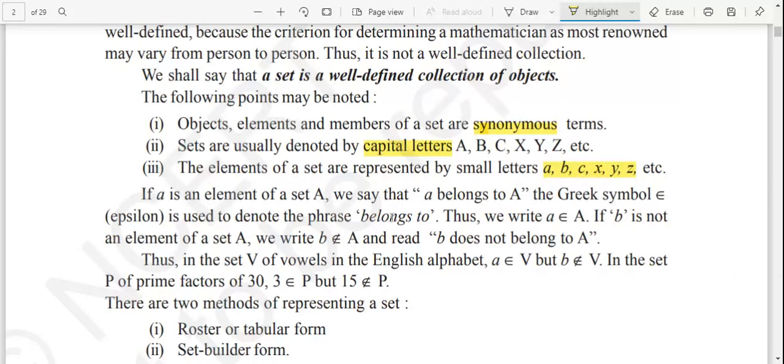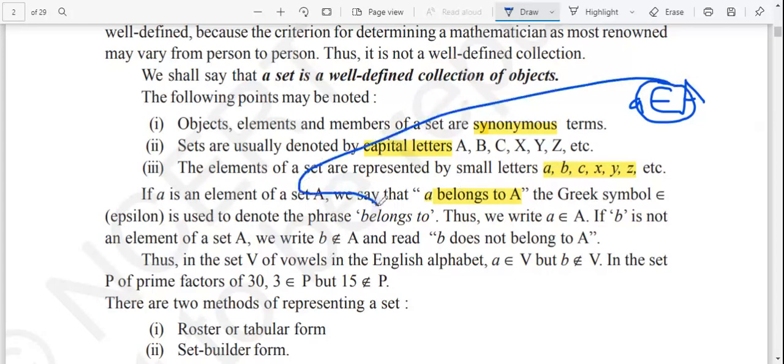If a is an element of set A, we say that a belongs to A. And we can write this belong sign like this: a belongs to A. We give a Greek symbol which means epsilon. As we write E in our English language, we have this type of E in the Greek language also, which is called epsilon. It is used to denote the phrase belongs to. Thus, we write a belongs to A like this.